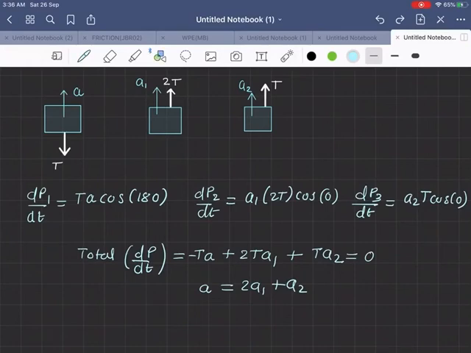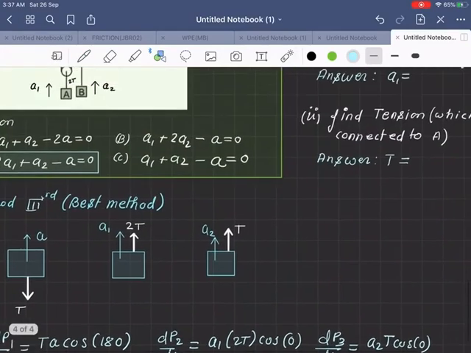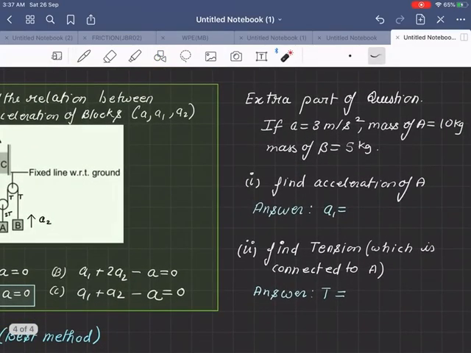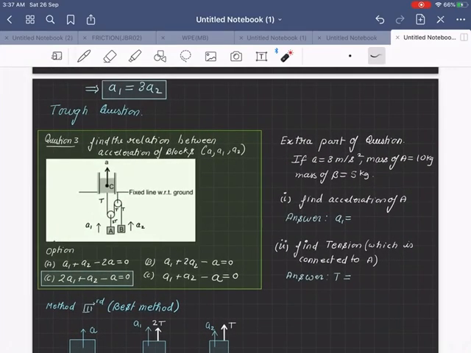And now, as I said, for the medium question we are going to get some extra part of this question which you need to solve on your own. Let us suppose here acceleration A is 3. If you are up to the challenge, of course, acceleration 3, mass of A is 10 kg, mass of B is 5 kg. Find the acceleration of A, get the answer. Find the tension which connects block A. Find the tension.